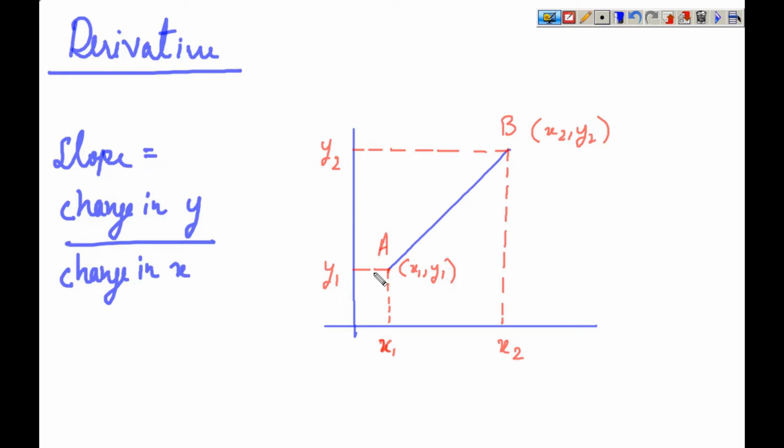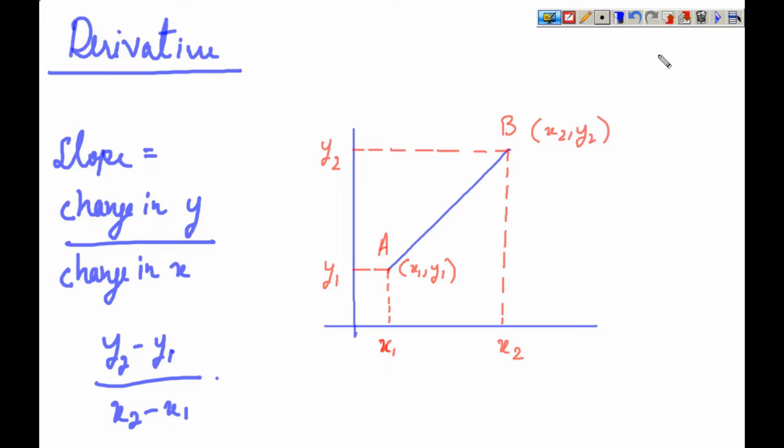So in this case we have AB, and we need to find the slope of AB, that is y2 minus y1 by x2 minus x1. So this gives us the slope or the steepness of this line. So this is the formula for a linear relationship.